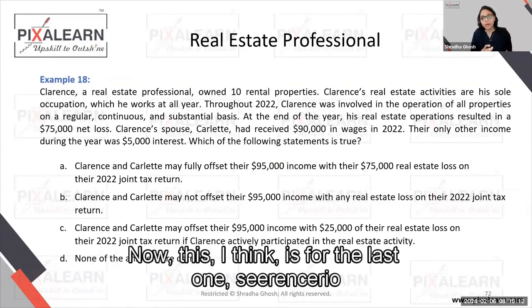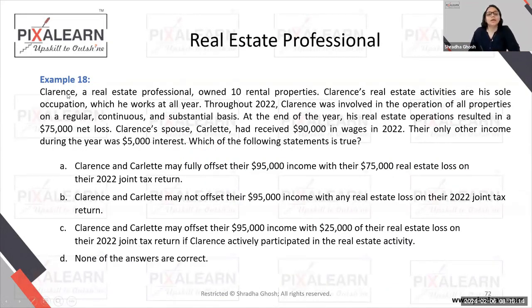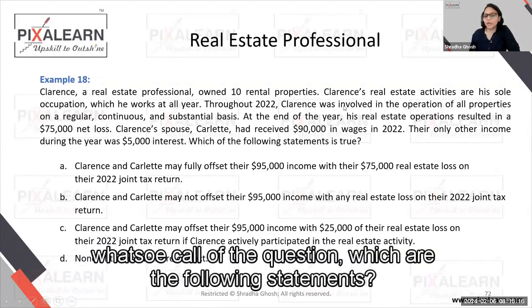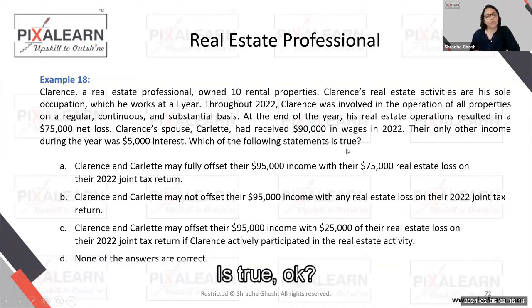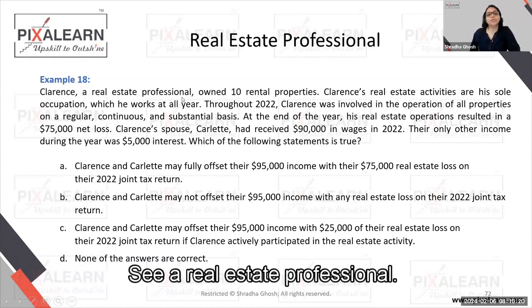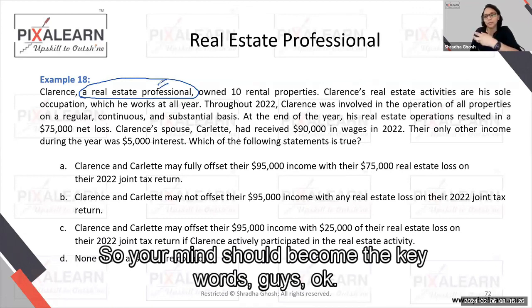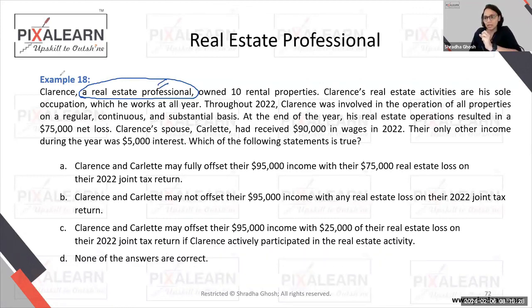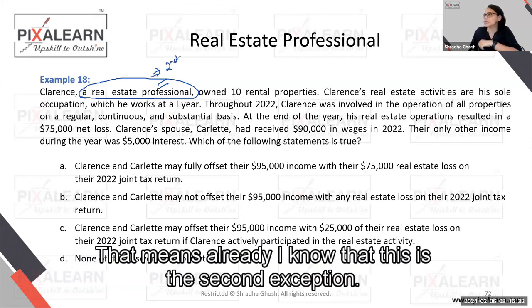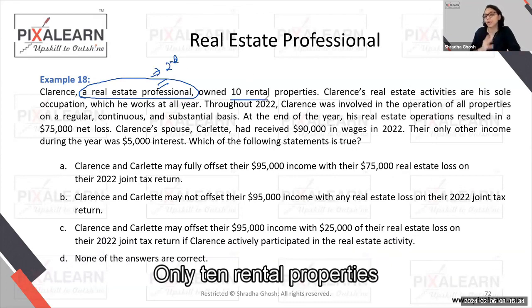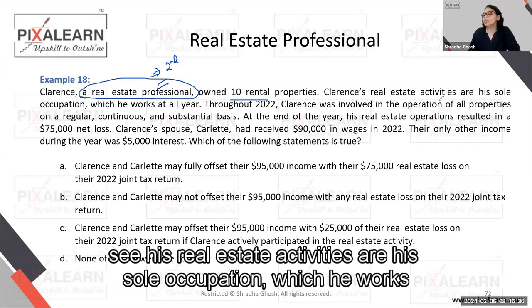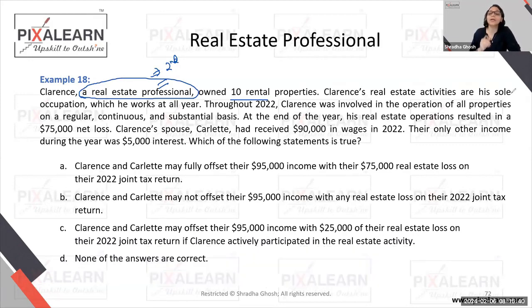This I think is for the last one. See, C, okay, what's the call of the question? Which of the following statements is true? Okay. See, a real estate professional. Now, here they've already given you that this guy is a real estate professional. So, your mind should pick up the keywords, guys. That means already I know that this is the second exception. Owned 10 rental properties. C's real estate activities are his sole occupation, which he works all year.